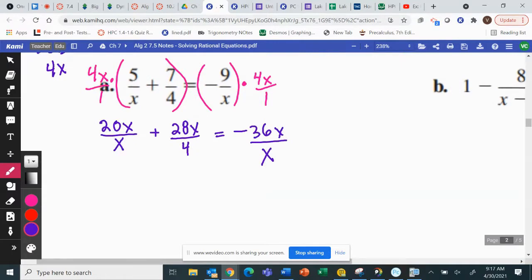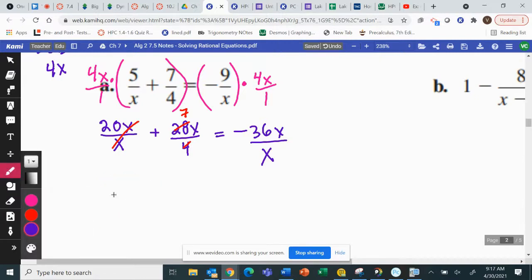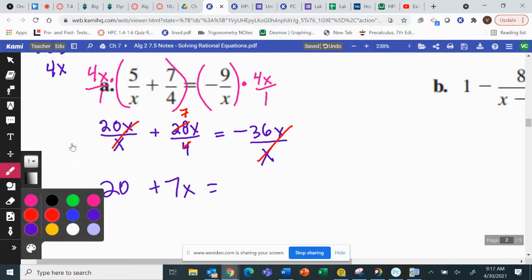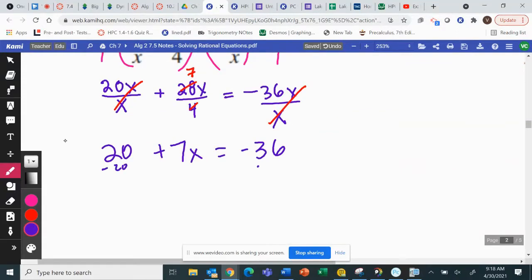So from here, I'm going to simplify 20x divided by x. Those x's cancel out, and I get 20. 28x divided by 4. The 4 and the 28 cancel, and we get 7x. And then on the other side, the x's cancel out, and we get negative 36. Now it's like a really easy Algebra 1 question. Let's solve for x. Take away 20. 7x equals negative 56, divided by 7. x equals negative 8.